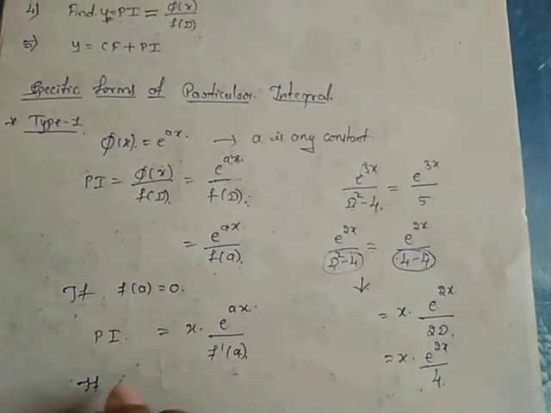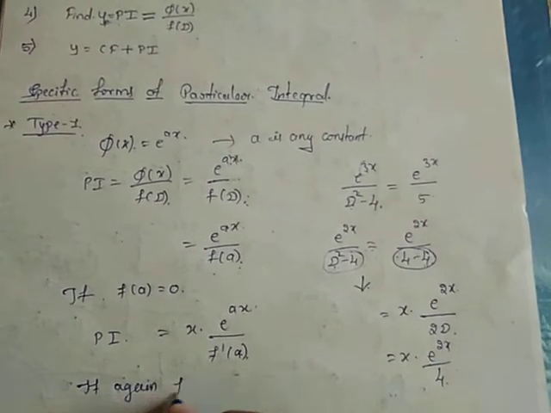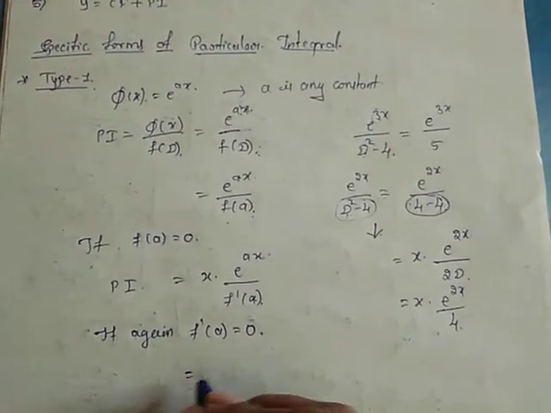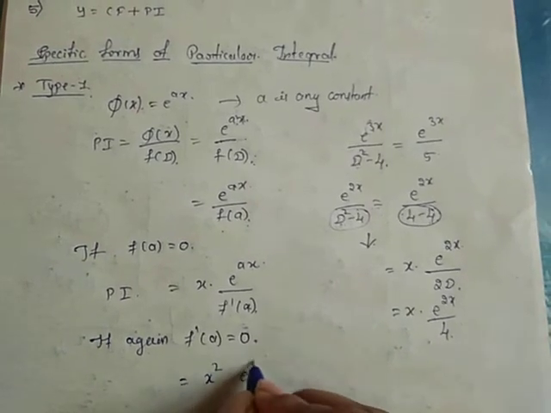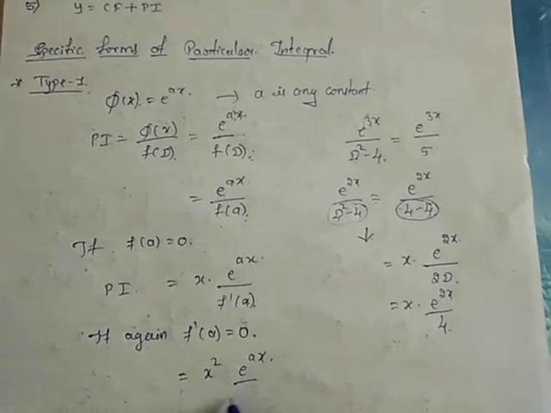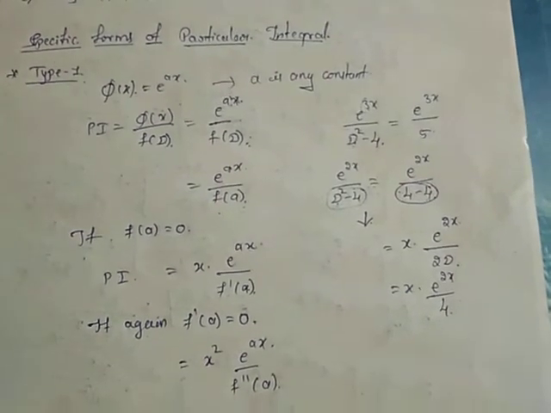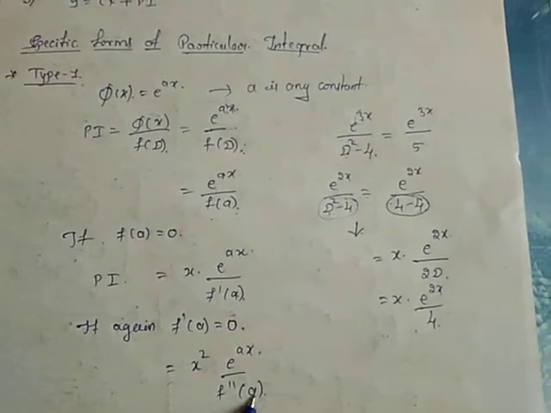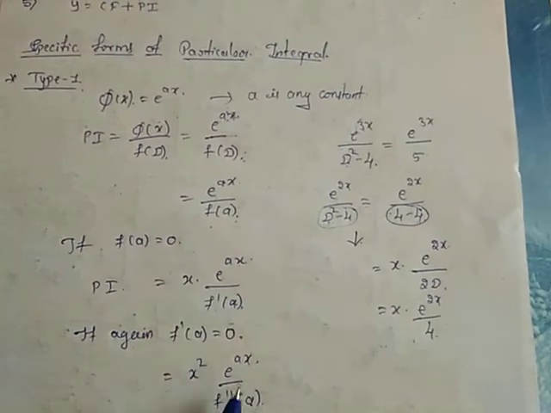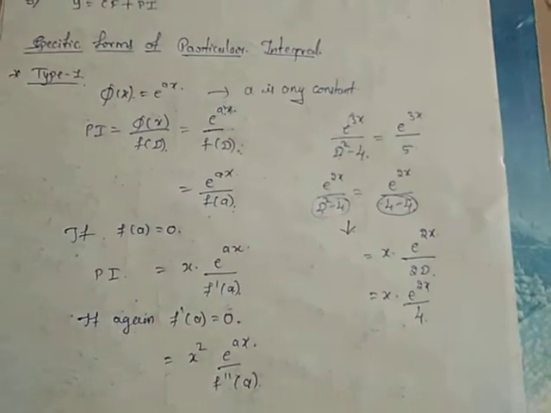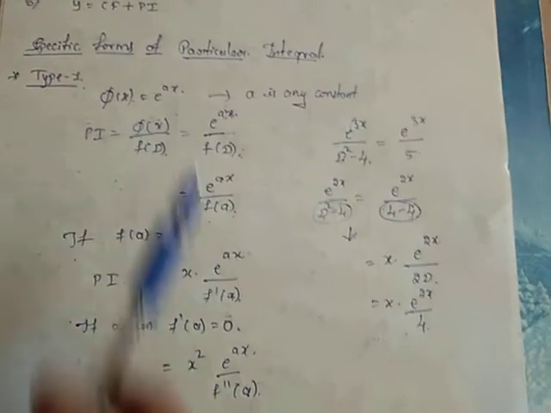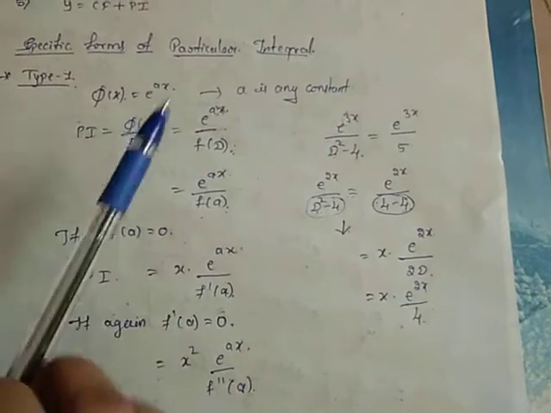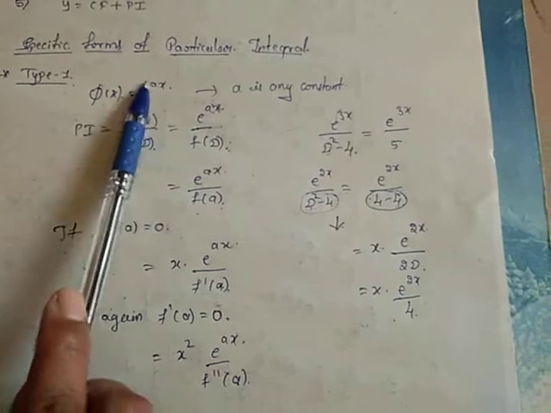Suppose again f dash of a is 0, then again we move to the procedure x square e raised to ax divided by f double dash of a. That means again we take the second derivative and then replace D by a. So this procedure applies only if the denominator is 0. That is the procedure to find the PI in type 1 problems, where the RHS function of x is in the form e raised to ax.